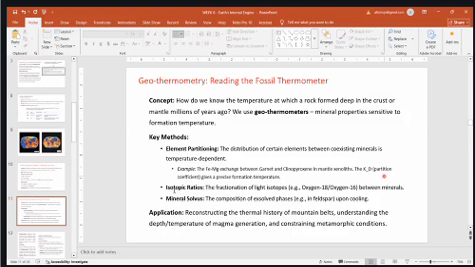Now, isotopic ratio: the fractionation of light isotopes, oxygen 18 and oxygen 16, between minerals, reflects the composition of exchanged phases, e.g. upon cooling. Applications: reconstructing the thermal history of mountain belts, understanding the depth and temperature of magma generation, and constraining metamorphic conditions.